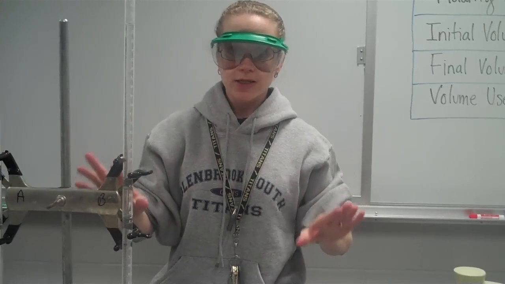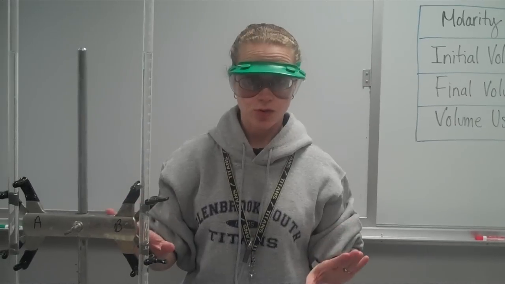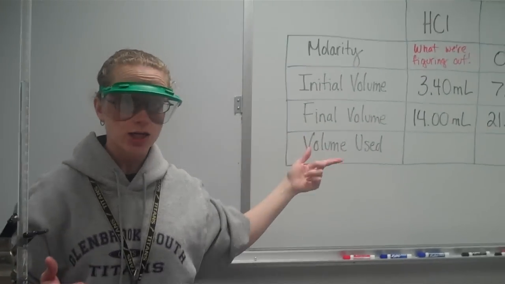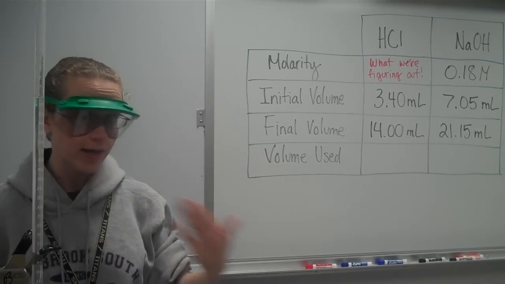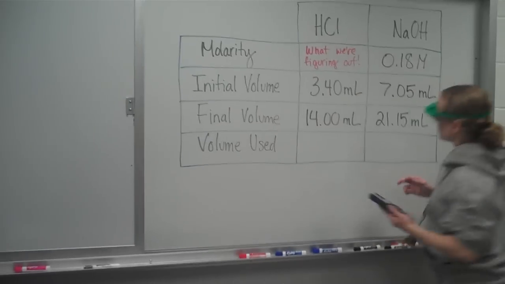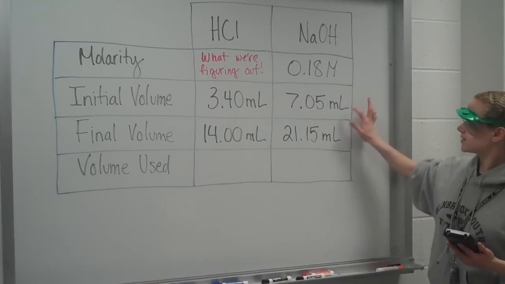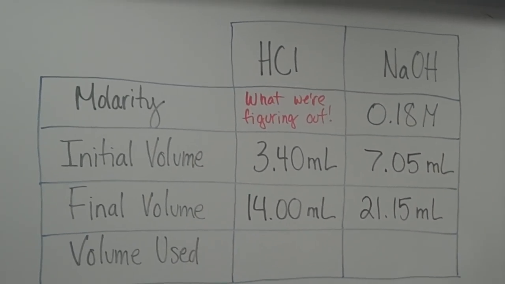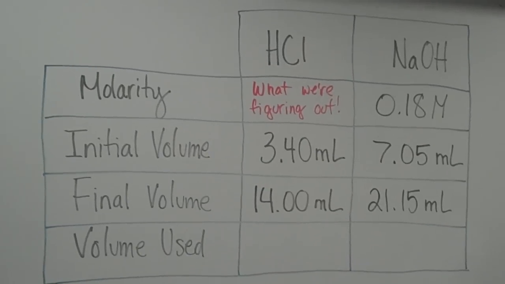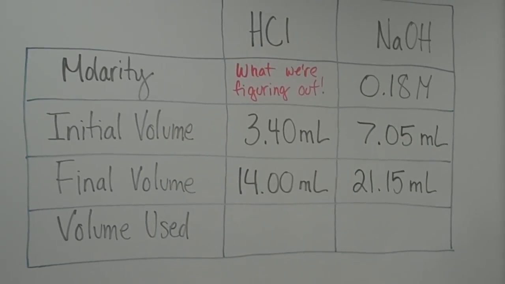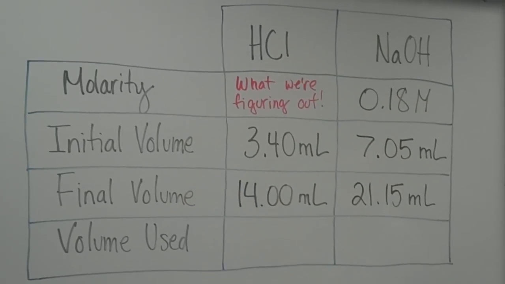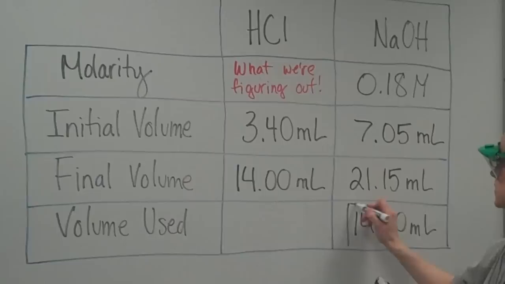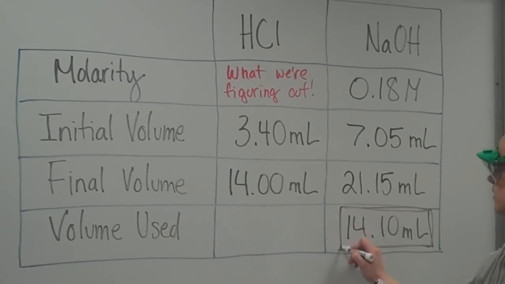Okay, what I've just completed is one single titration trial. The data that I'm really interested in is the volumes that I actually used of acid and base. And the way to calculate those volumes is to take the final volume and subtract the initial volume from it. So how much base did I use in this titration? Well, 21.15 minus 7.05, I used 14.10 milliliters of base. And this is the data that I'm going to need to use in my calculation.